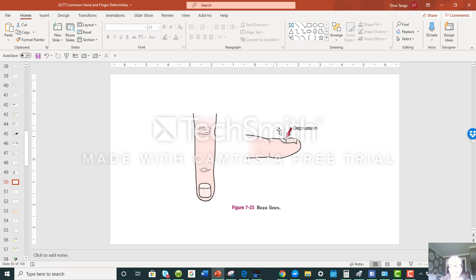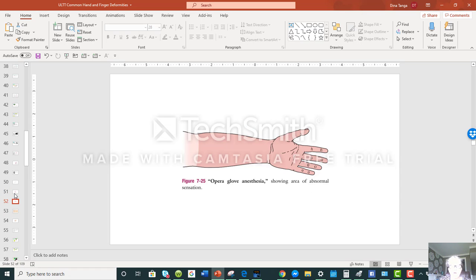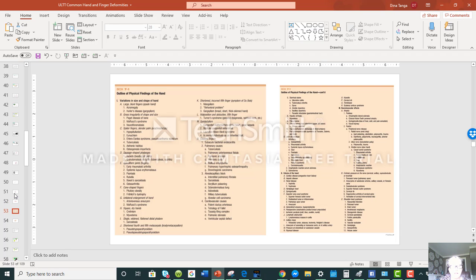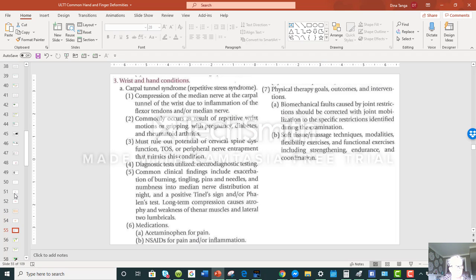There's the bowstringing. That was on that other. There's the pill-rolling hand, Parkinson's disease. Opera glove anesthesia. And here's Box 7.1, outline of physical findings in the hand. I'm not going to spend too much time on that in the video.